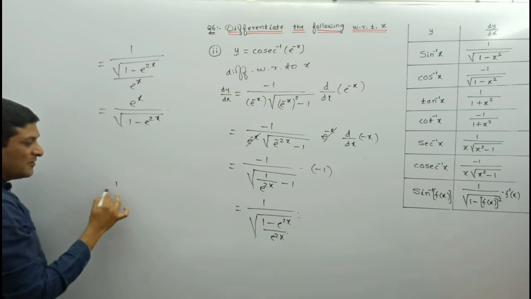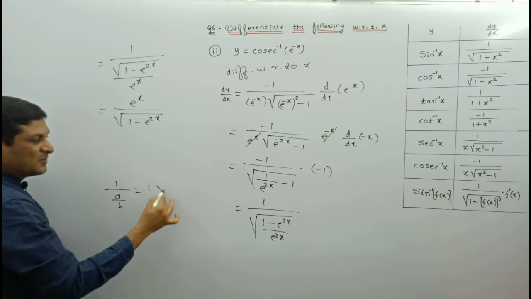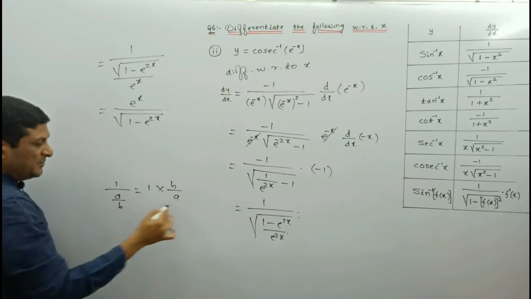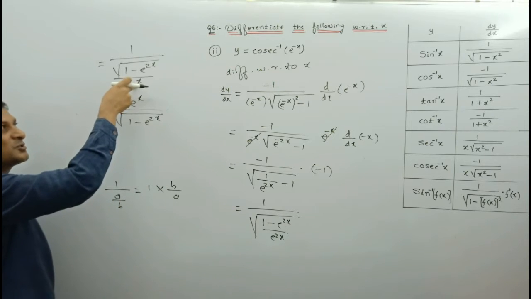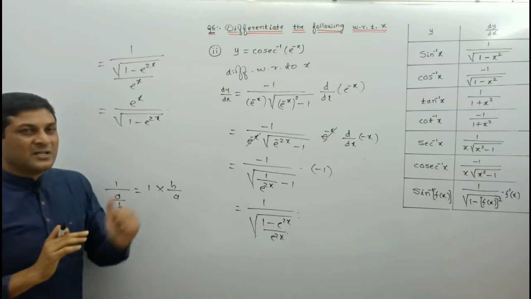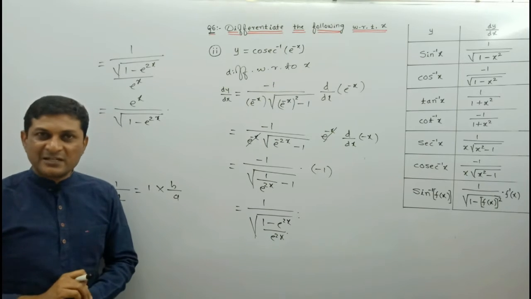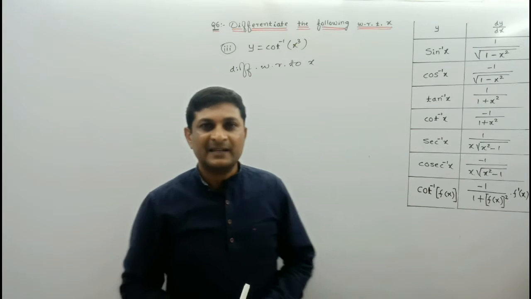Hope you have got it. If 1 divided by a by b is there, then it can be written as 1 into b by a, means b will get shifted into the numerator. In the same way here e raised to power x can be written in the numerator, and nothing is there to simplify. That's why we can say that this is the derivative of this given function.